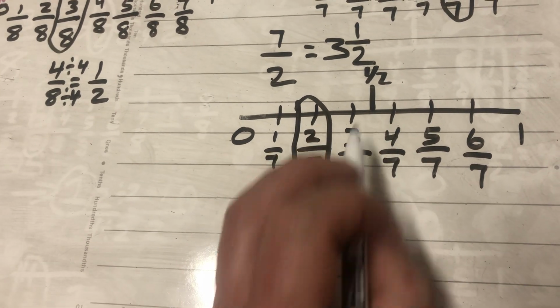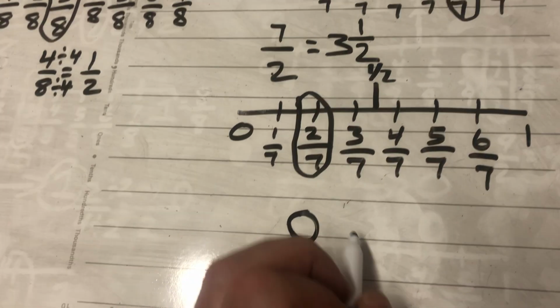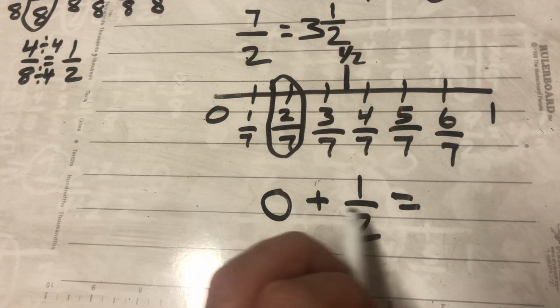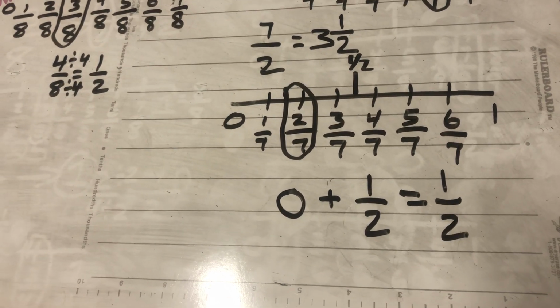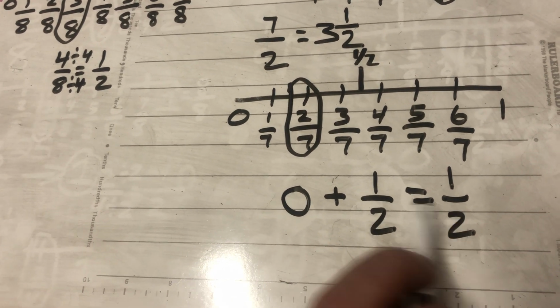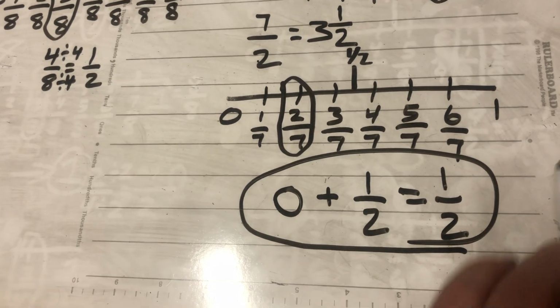My 2/7 is closer than a half, and it's an addition problem. So it's plus 1/2. And 0 plus 1/2 is going to be 1/2, because anything added to 0 is going to equal whatever that number was. And that's what I need to see on your paper.